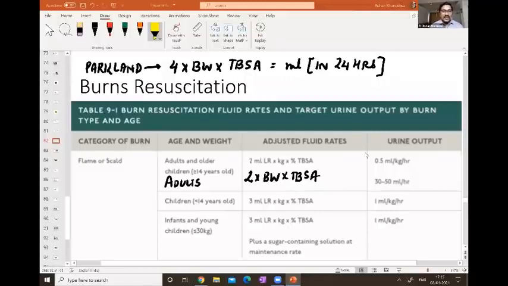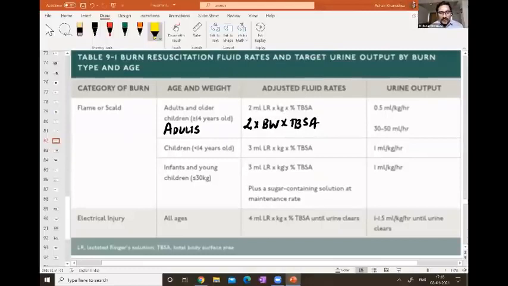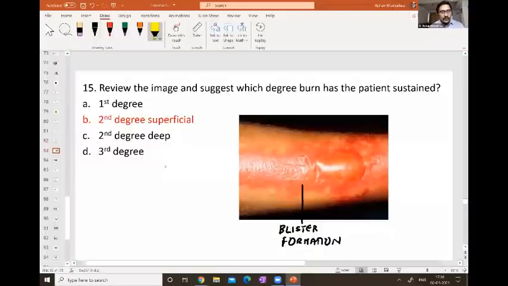The update is the new ATLS formula. For adults, it is 2 into body weight into total body surface area. For children, it is 3 into body weight into total body surface area. So if you're asked further questions in the exam, please answer them based on the new formula unless they specify that they want you to answer according to the Parkland's formula.